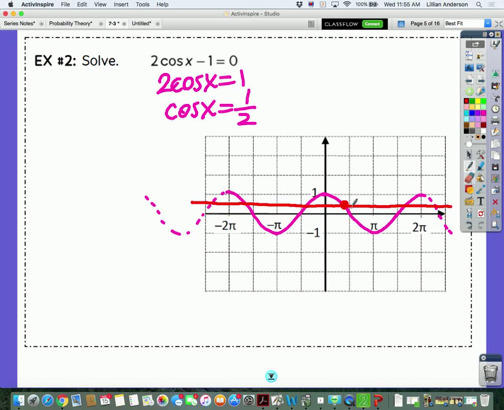So it intersects here and here. This is where you start. You see where exactly those values are from 0 to 2 pi, and you base your solutions off of that. What is this value right here? Pi over 3. How do you know, Luke? Because it's asking where cosine equals 1/2. So you're looking for where the x value is that. So it's pi over 3.